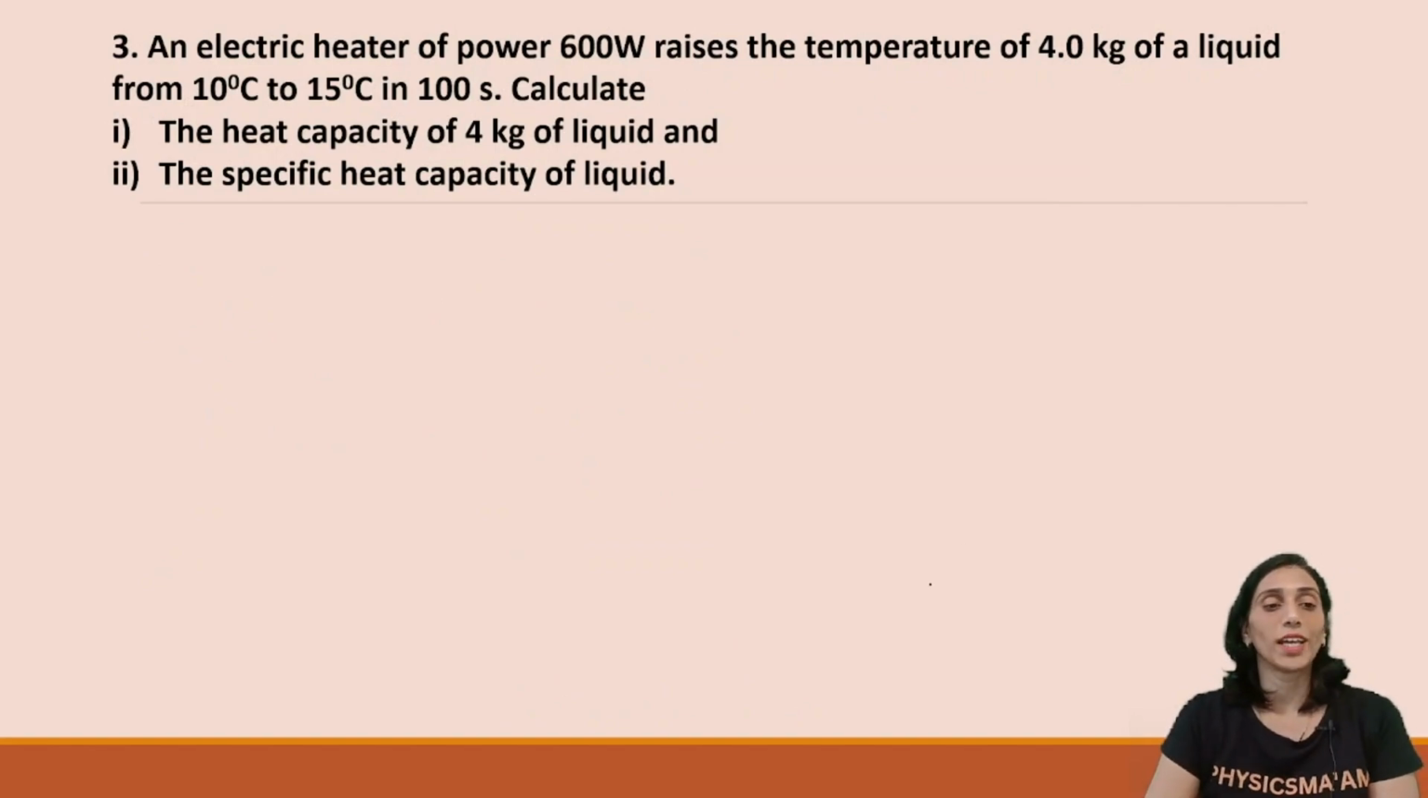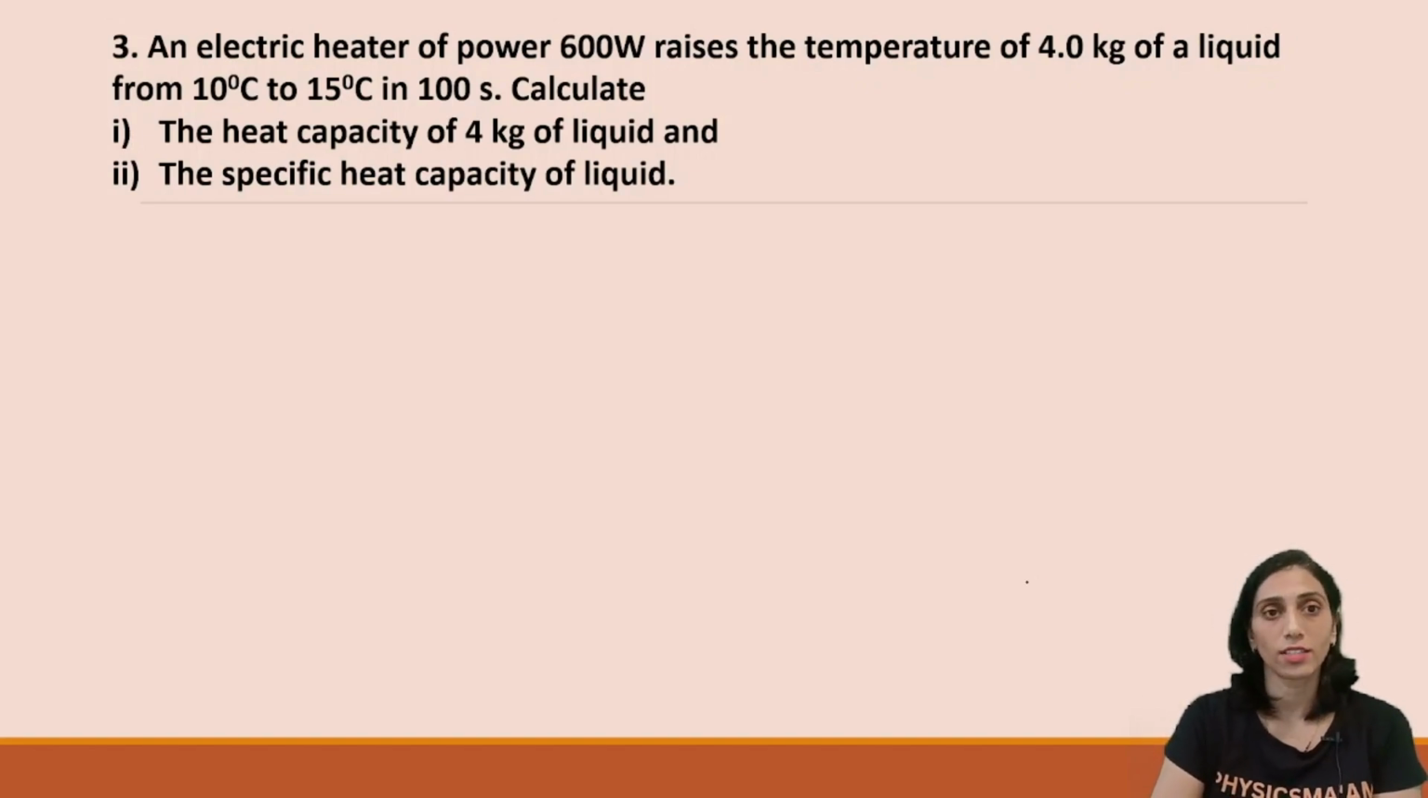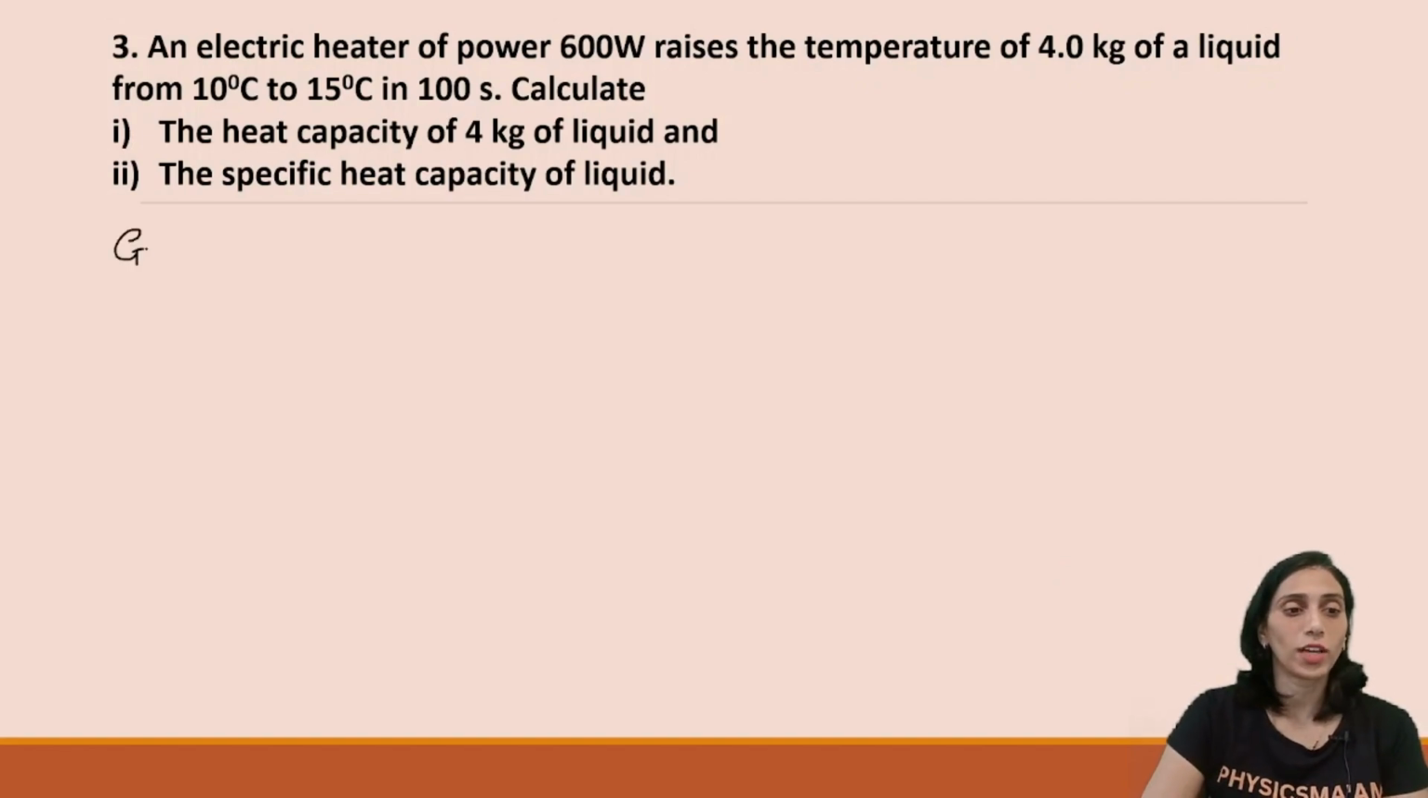Now, the next question says an electric heater of power 600 watt raises the temperature of 4 kilogram of a liquid from 10 degrees Celsius to 15 degrees Celsius in 100 seconds. Calculate the heat capacity of 4 kilogram of liquid and the specific heat capacity of the liquid. तो जैसे हमारा procedure है, we always start with writing the given quantities, right? Okay, so I first write down the given.